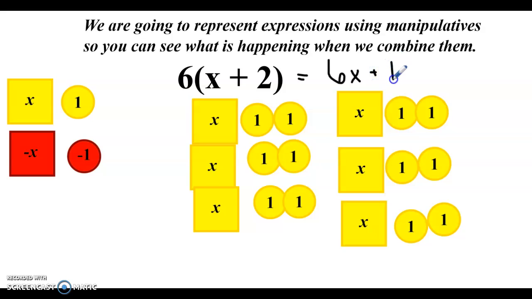And what the distributive property says is that I can just simply take the 6 on the outside and multiply it by the first term. 6 times x is 6x. And multiply it by the second term. 6 times positive 2 is positive 12. So we end up with 6x plus 12. And this is what you're doing when you distribute using the distributive property.